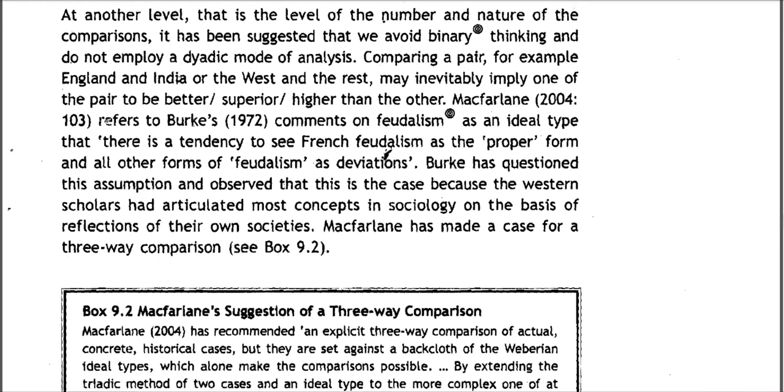Macfarlane refers to Bourquet's comments on feudalism as an ideal type. There is a tendency to see French feudalism as the proper form and all other forms of feudalism as deviations. Bourquet has questioned these assumptions and observed that this is the case because the Western scholars had articulated most concepts in sociology on the basis of reflections of their own societies.